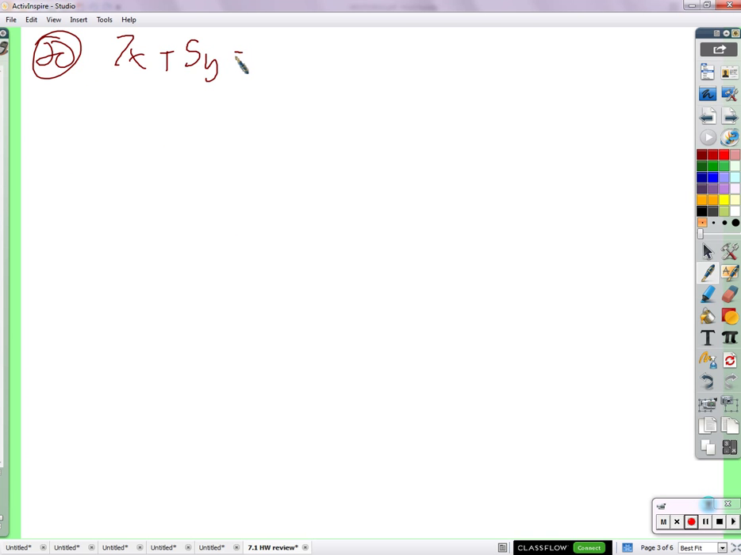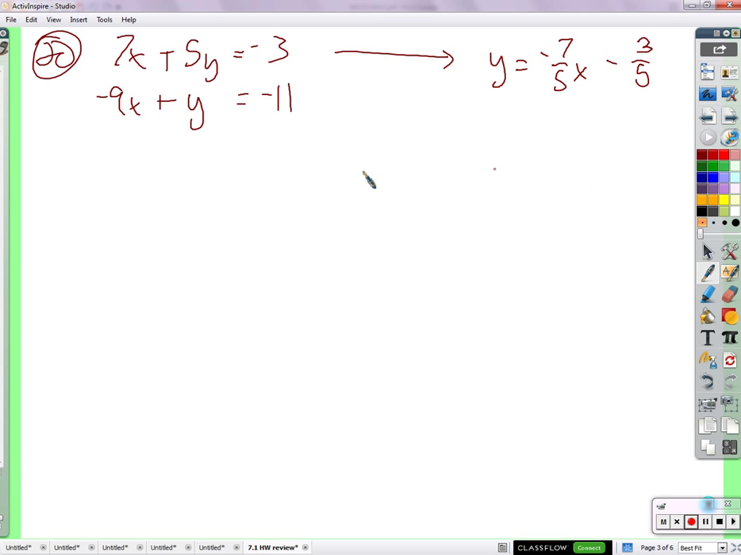Plus 5y equals negative 3. Negative 9x plus y equals negative 11. We're going to use graphing to solve the system, so I'm going to make it easier on my eyes to graph these equations. So we get y by itself in both of these cases. I'll do this quickly by hand here. Subtract 7x from both sides and divide by 5. I'll get negative 7 fifths x minus 3 fifths, and this one is going to give me y equals 9x minus 11.